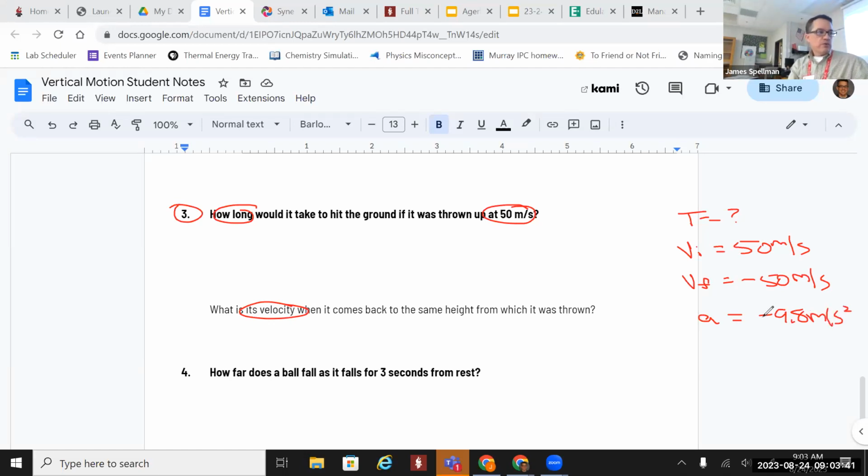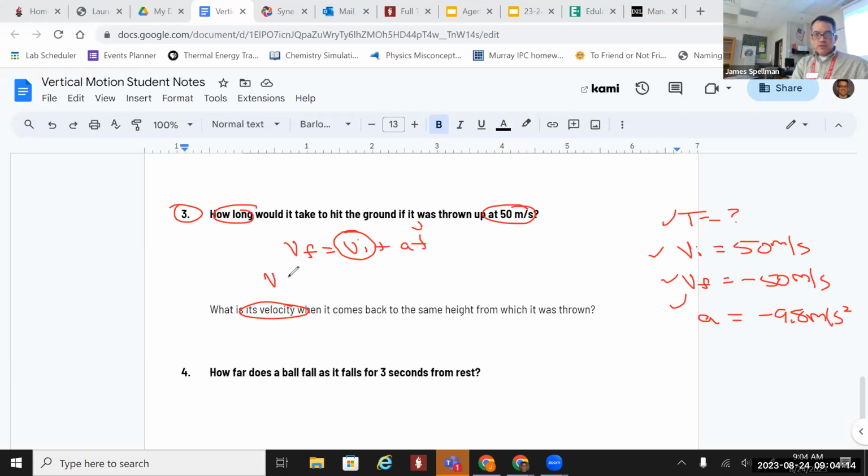Just like in question number 1, in this case we're trying to solve for time. Let's figure out which formula we've got to use. I've got a VI, I've got a VF, I've got an A, and I've got a T. So we're going to use the same formula that we just used. But in this case, we're solving for the T, so we have to do a little rearranging. To get T by itself, the first thing I need to do is get rid of this VI by subtracting it from both sides.